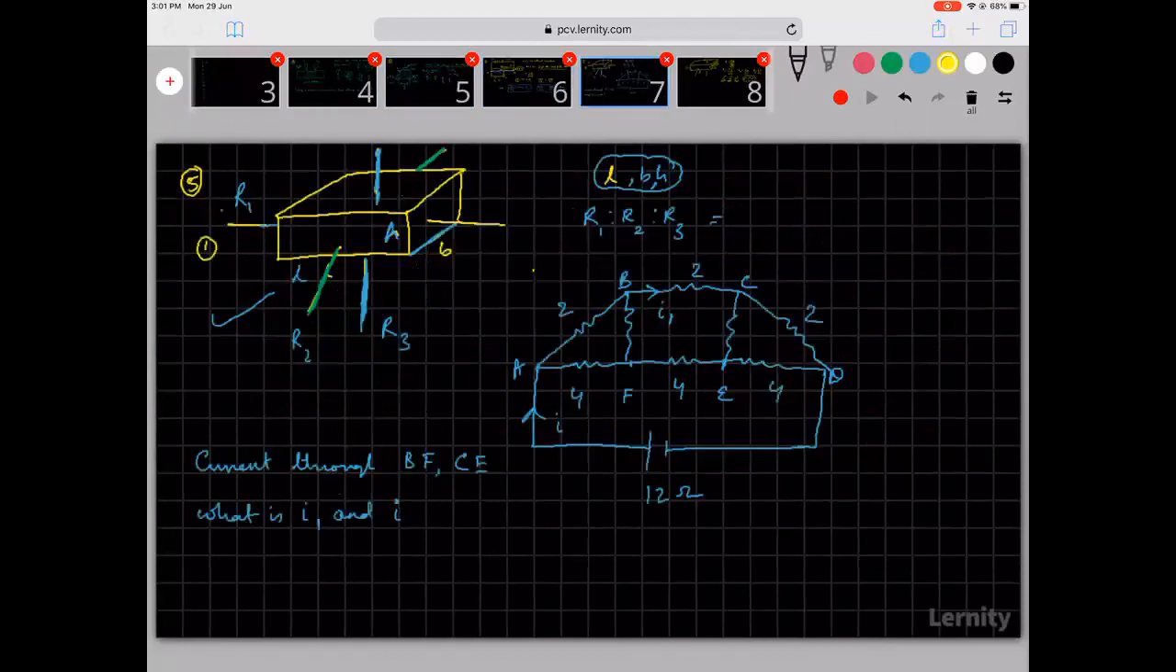So question number 6, I am asking you, what is the current through this resistor BF? Value of the BF resistor is 1 ohm. So the question is, what is the current through these two, BF and CE, and what is I1 equal to? What is I and what is I1 equal to?